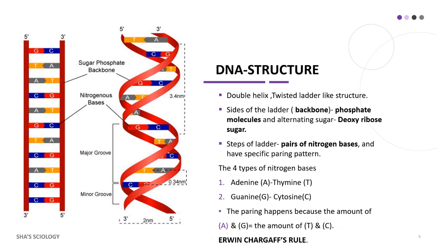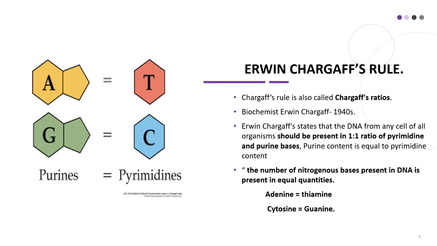Erwin Chargaff rule. So what is Erwin Chargaff rule? Erwin Chargaff rule is also called Chargaff's ratios. It was found by a biochemist called Erwin Chargaff in the 1940s. Erwin Chargaff rule states that the DNA from any cell of the organism should be present in a 1:1 ratio of pyrimidine and purine bases. The purine content is equal to the pyrimidine content.